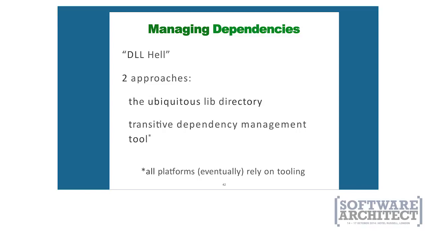In the Java world, it's Maven and Ivy. In the .NET world, it's NuGet. In the Ruby world, it's Bundler. It's pip and Fabric in the Python world. You always end up with this because this is just a hard problem to solve. And so you always end up with tooling to manage this for you.